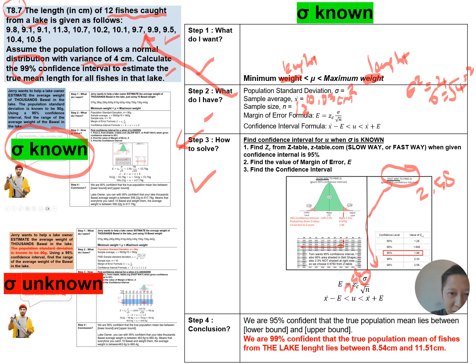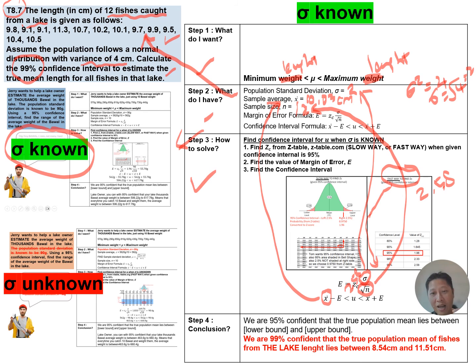Sigma, do we have it? Yes, 2. Do we have square root of n? Yes, square root of 12. Do we have the sample average? Yes, we have 10.03. So we're going to plug all the numbers into the confidence interval formula here. We can come out with the conclusion.